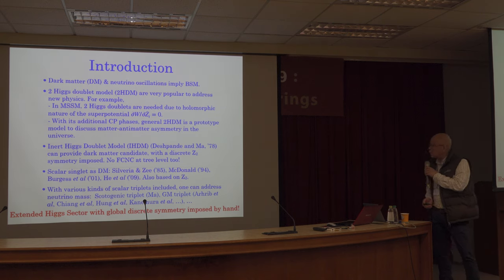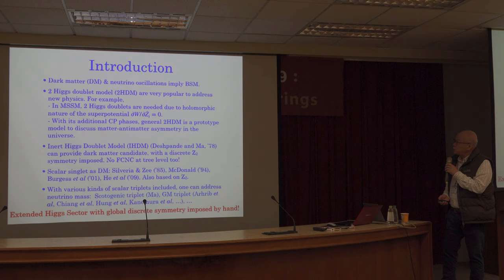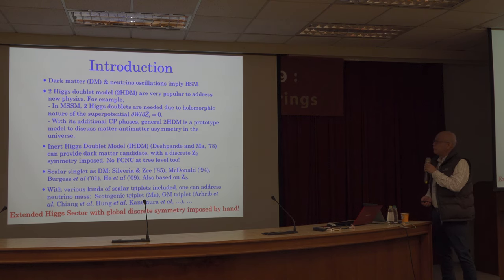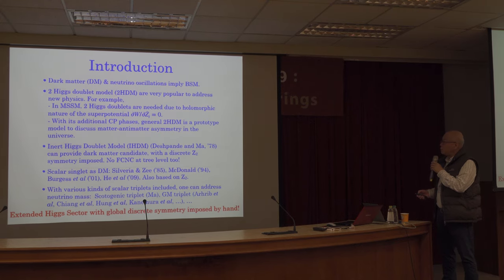I think I don't need to give too much introduction about dark matter. We believe that dark matter and neutrino oscillation imply there must be new physics. We understand the standard model, and to address the new physics, we usually have extended Higgs sectors. So there are many possibilities. For example, the two-Higgs-doublet model is very popular to address the new physics.